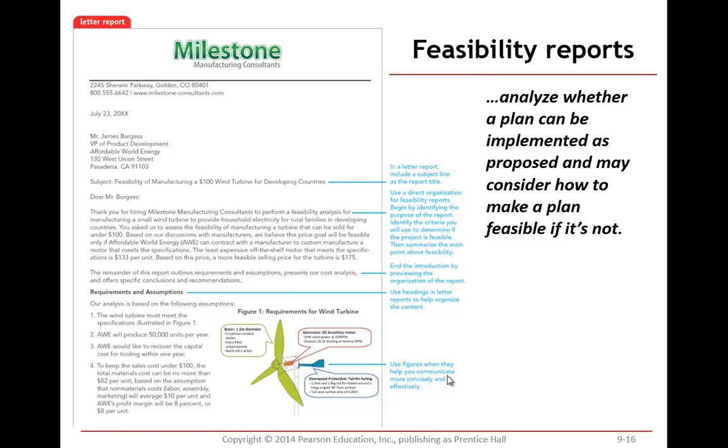In Figure 9.8, the company, Affordable World Energy, has asked Milestone Manufacturing Consultants to evaluate the feasibility of producing a small-scale wind turbine to provide household electricity to rural families in emerging countries, starting in India. The main evaluation criterion is the cost of manufacturing the turbines. AWE wants to sell this turbine for under $100 per unit.